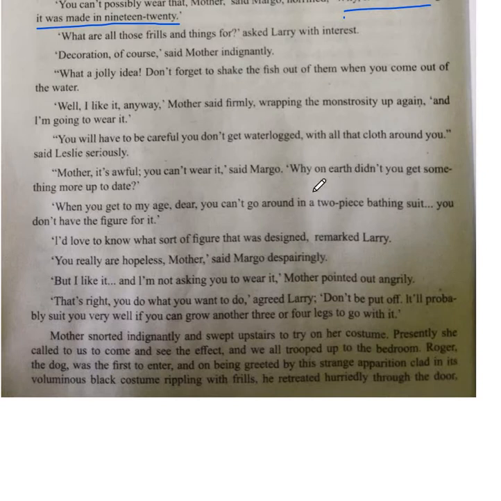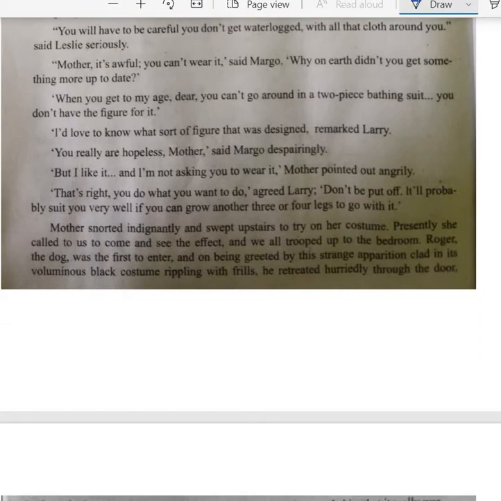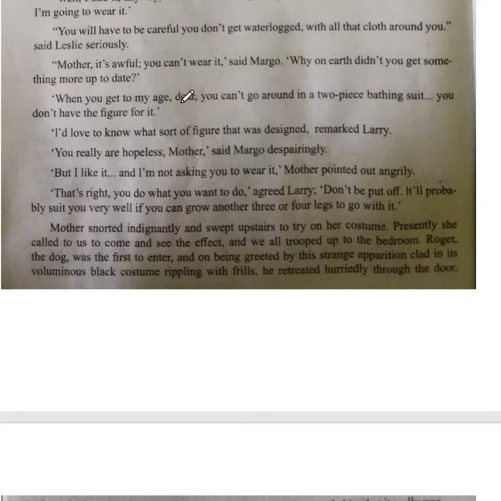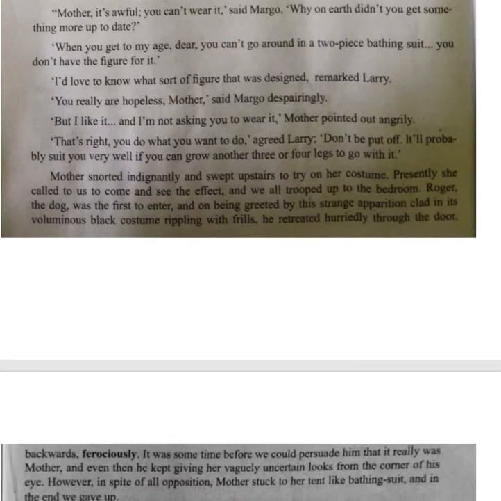Why on earth did you not get something more up to date? So they are asking that you should buy something which will not be old-fashioned, which will be an up-to-date one. When you get to my age, dear, you cannot go around in a two-piece bathing suit. You don't have the figure for it. So mother is saying that because of my aging process, because of my age, I will have to wear these kinds of dresses. Those two pieces of swimming costume that you wear will not suit me. I would love to know what sort of figure that was designed for, remarked Larry.